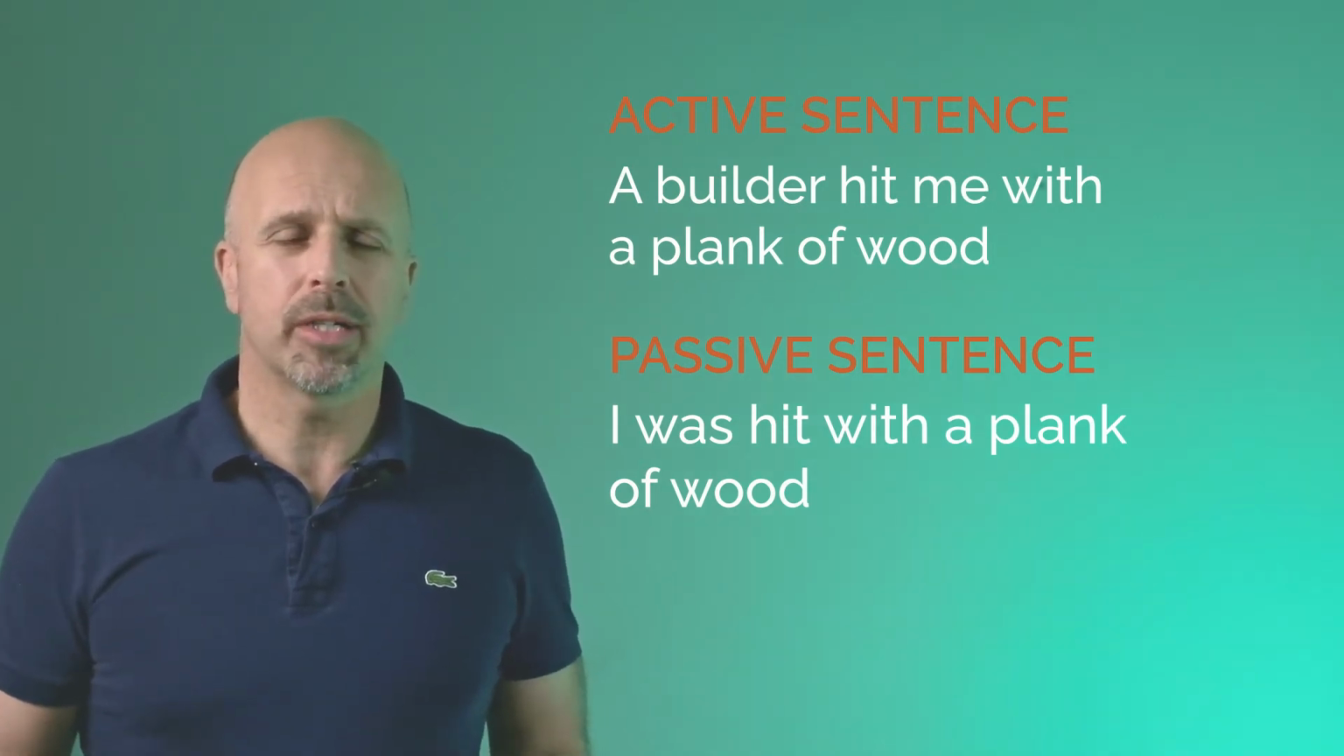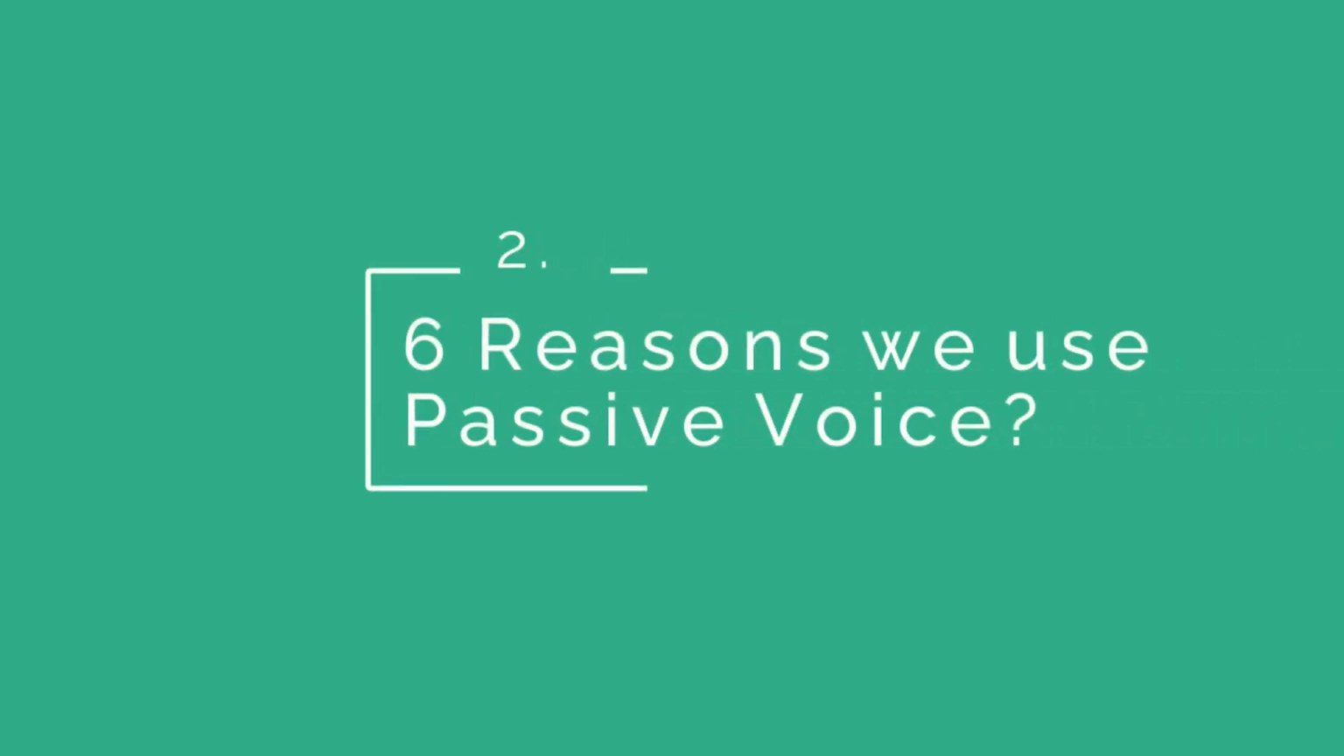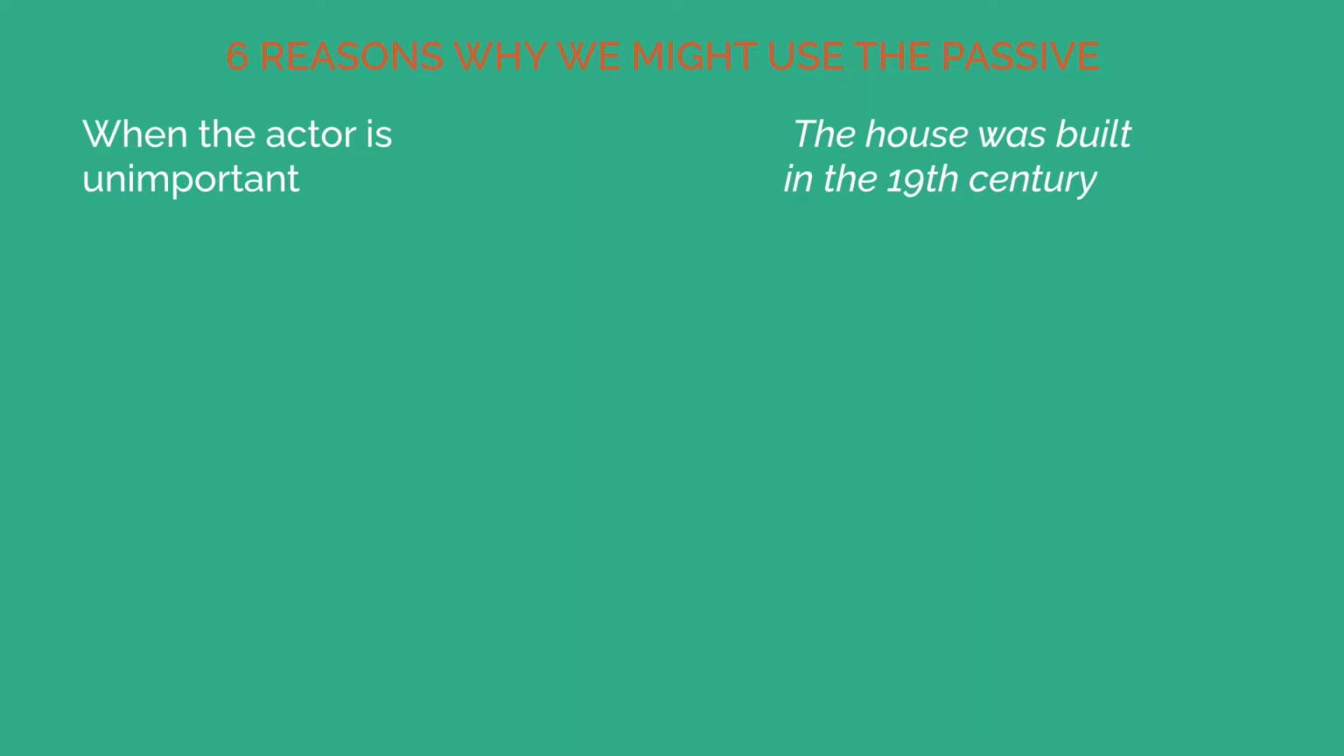So you might be wondering, why don't we just use active sentences? What's the point of the passive? Well, according to Garner's Modern English Usage, there are 6 reasons why we might want to use the passive. Number 1, when the actor is unimportant. The house was built in the 19th century. We don't need to know who built the house.